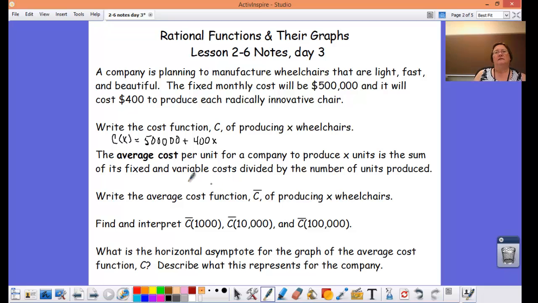So if you think about that, cost per chair, cost per means divide. Well, then it would make sense to say that our average cost function, and they're calling that C with a bar on top of it, average cost per chair, would be our cost, 500,000 plus 400x, but divided by the number of chairs that we produce. We're asked to find and interpret average cost for 1,000, 10,000, and 100,000 chairs.